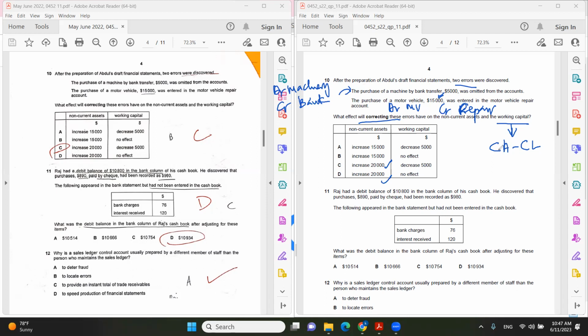Come to the working capital, current asset minus current liability. So we will credit this one. When bank is credited, for current asset, debit increases and credit decreases. So since we credit, the current asset will decrease by how much? By 5,000. Whereas this one is the repair account. Repair account is an expense account, so nothing to do with this double entry. So in this case, working capital, current asset minus current liability, will decrease by 5,000. So the answer will be C.